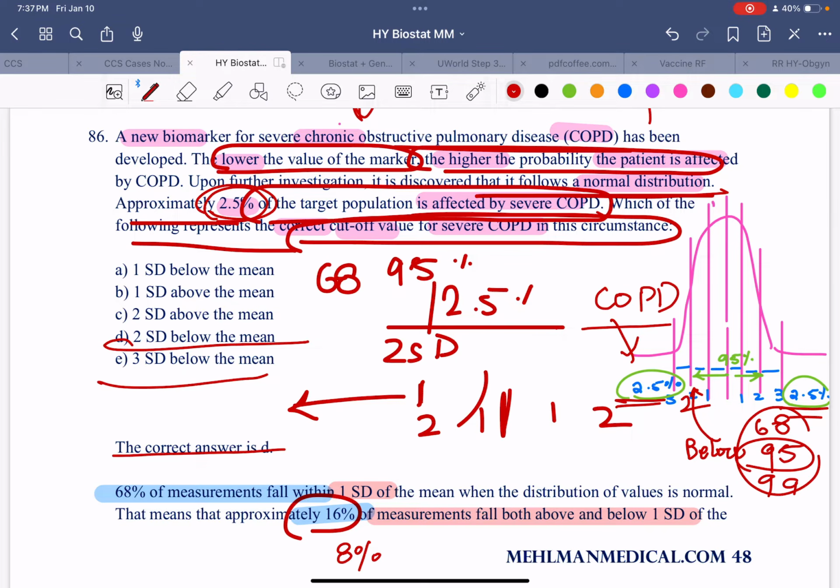This depends on your knowledge that 1 standard deviation is 68, 2 standard deviations is 95, and 3 standard deviations is 99.7. 68 means that on both sides together you will have 32, and once you divide it, it will be 16 and 16. Whereas for 95, on both sides together, it would be 5 divided into 2.5, and of course for 99.7 it would be 0.3, and then you can divide it on both sides, okay?